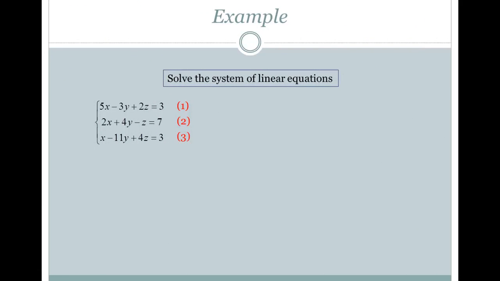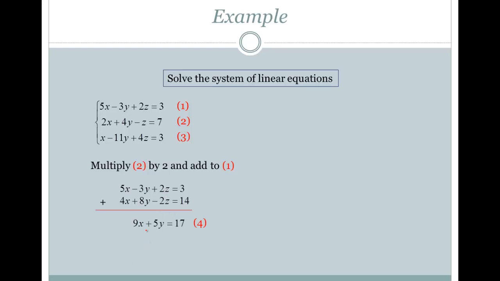Again, the strategy is going to be the same. This one's a little bit more work because all the coefficients are different. Not a big deal. We know how to handle that. Let's multiply 2 by 2 and add it to 1. Leave 1 alone. Multiply 2 by 2. I get 4x plus 8y minus 2z is equal to 14. If I add those, I'm getting rid of the z term. I get 9x plus 5y is equal to 17.